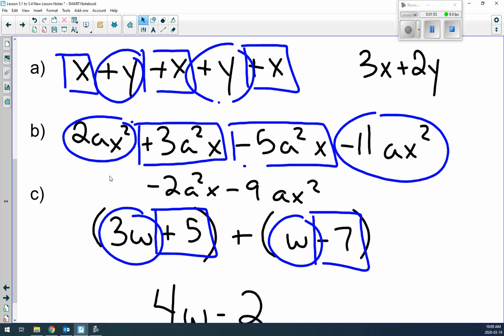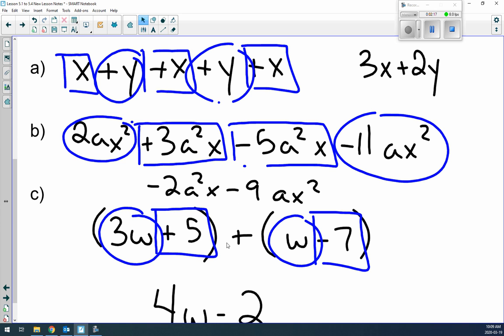Pretty easy. For B, we have ax squared and a squared x. Those are our two sets of variables. Let's do the a squared x first. We have a positive 3a squared x, and then minus 5a squared x. That gives us negative 2a squared x. Then we have 2ax squared minus 11ax squared, and we end up with negative 9ax squared. The order doesn't matter on these.